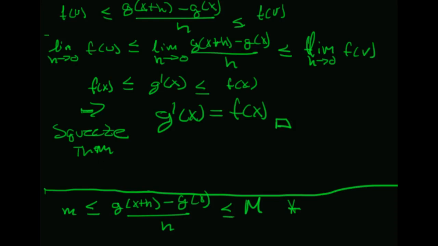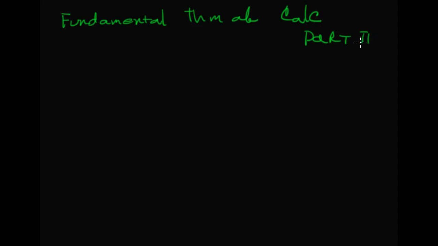All right, so let's get part 2. Let's look at the fundamental theorem of calculus, part 2. Okay, in part 2, this is a little bit easier statement. If f is continuous almost everywhere on the closed interval a b, then the following is true.